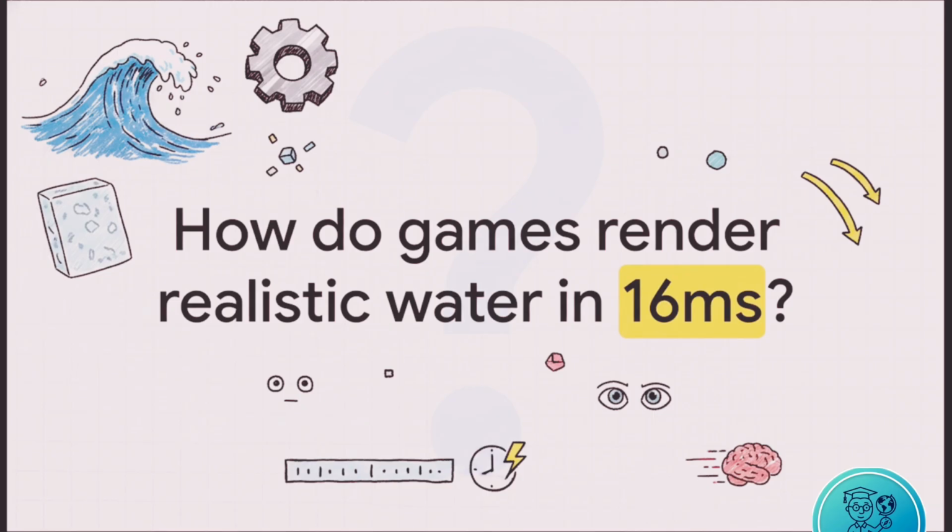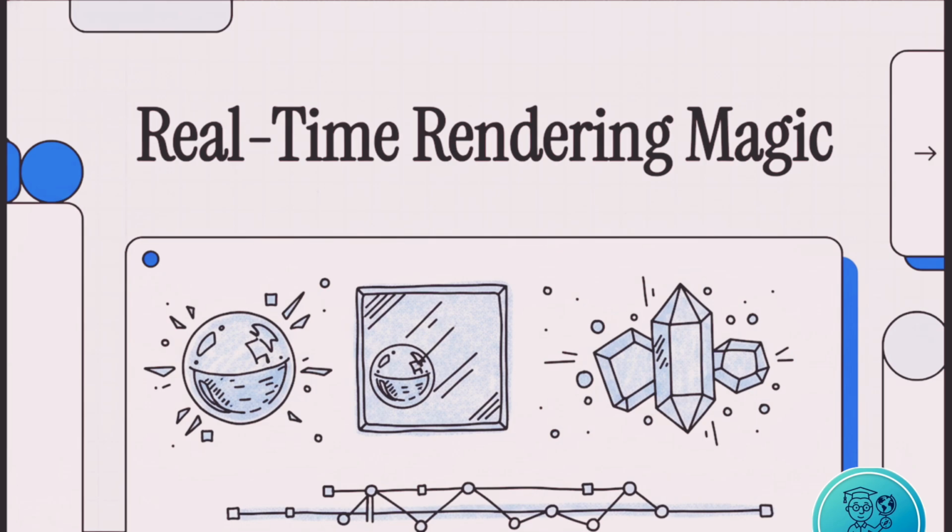The ultimate stakes here are entirely about tricking the human eye, creating an illusion so flawless that our brains just accept it as reality. But seriously, how on earth does a computer pull that off in just 16 milliseconds? Well, let's dive right into this explainer.